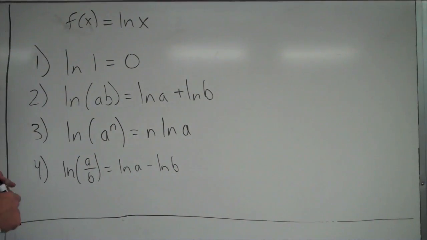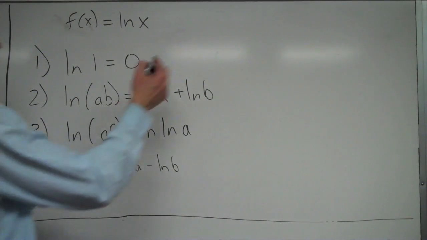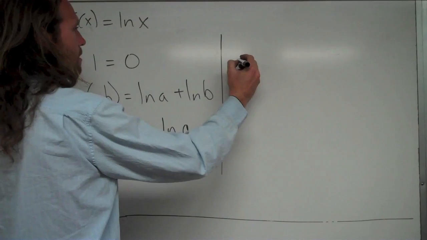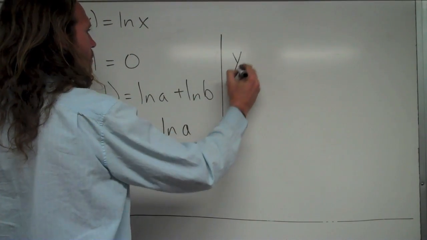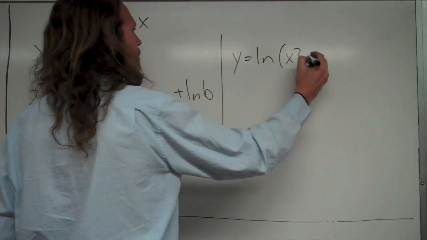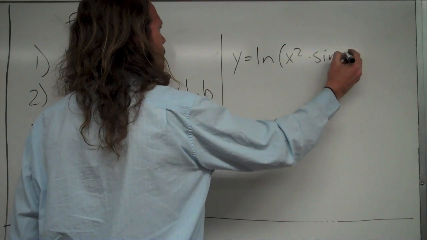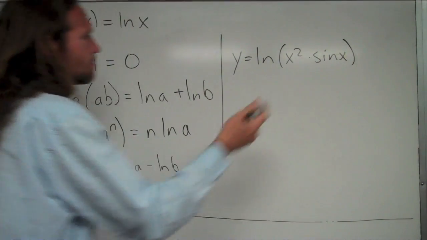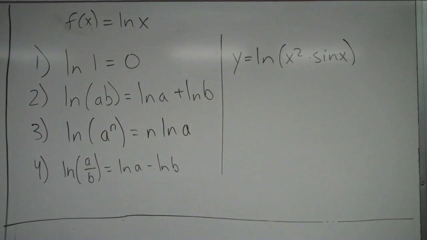Now these will come in handy as we work with functions. For instance, I could use this to expand out a natural log function, which sometimes will make it easier to find the derivative. An example would be something like this: say I had y equals natural log of x squared sine of x. Once we get into taking derivatives, you'll see how expanding this out first makes it easier to find the derivative.